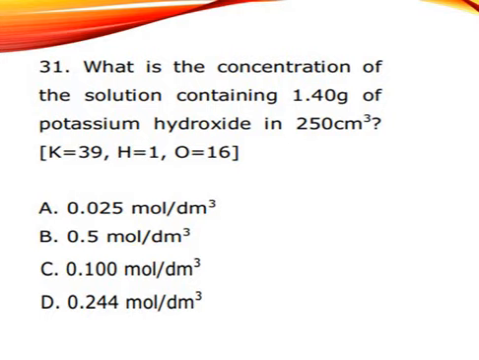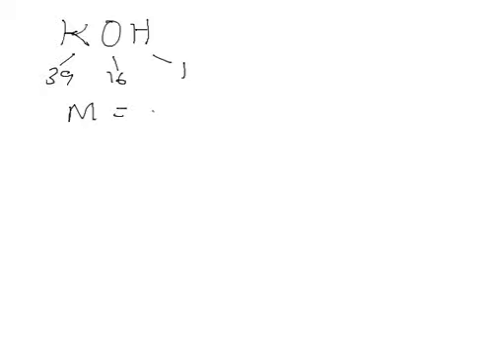So potassium hydroxide is KOH, and we're given the masses of potassium, hydrogen, and oxygen. So we are going to write it out here. KOH, with K as 39, oxygen as 16, and hydrogen as 1. So your mass is going to be 39 plus 16 plus 1, which is 40 plus 16, and that's 56 gram per mole.